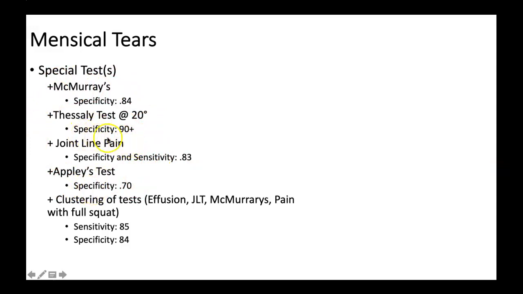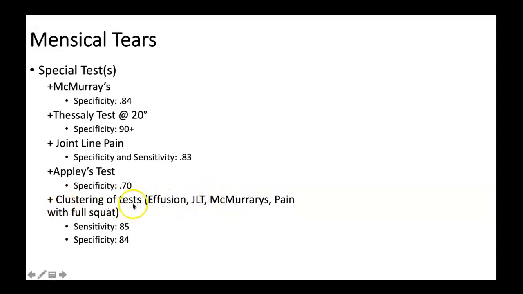Hopefully you said the Thessaly's test because it has a 90+% specificity, which means if it's positive, we're almost certain that they have a meniscal tear. Like the collateral ligaments, the clustering of tests probably yields the best results. So that's joint line effusion and/or pain, joint line tenderness, right?